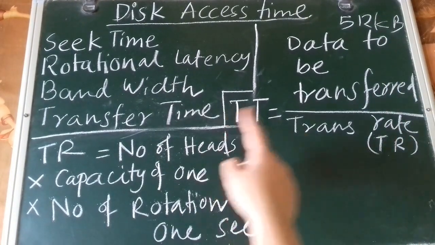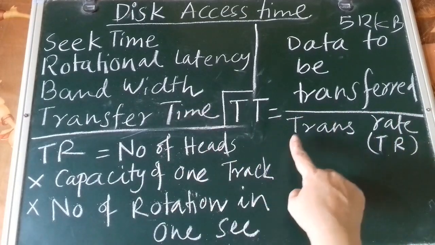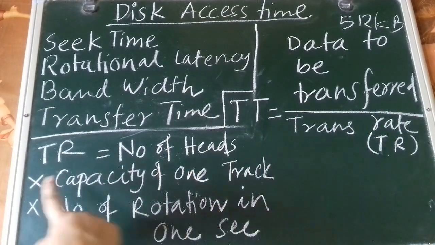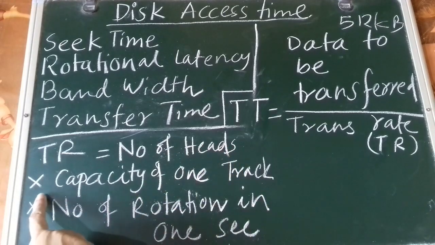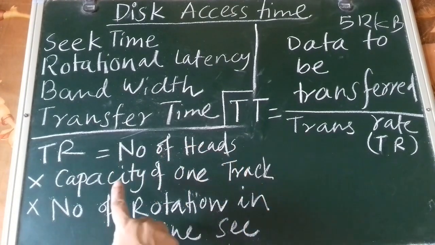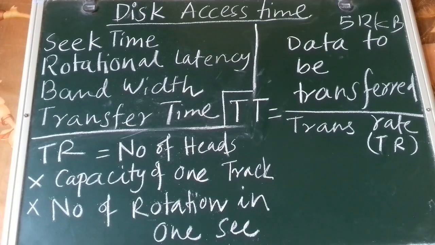Now what is transfer rate? Transfer rate, as written here, is the multiplication of number of heads, capacity of one track, and number of rotations in 1 second. When they ask you to solve this problem, they will give you each and every data. So solving these disk scheduling problems is actually very easy. Students, don't leave that part because it is very easy to solve. All the data will be given, you only need to remember the formulas.